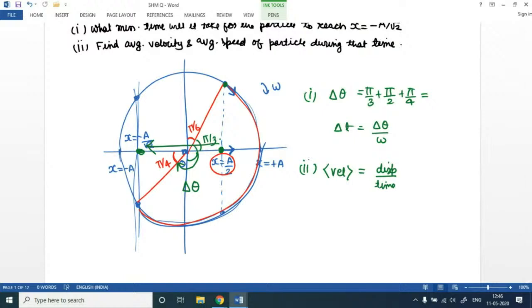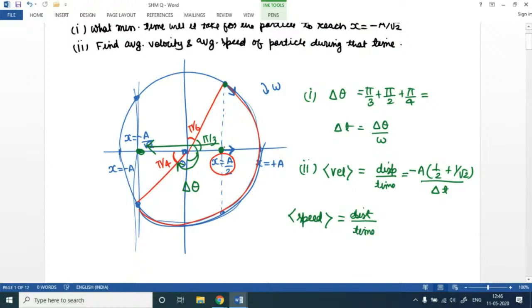So this here would be the displacement, and that would be nothing but negative. This gap is a by 2, this gap is a by root 2. So that would be minus a into (1 by 2 plus 1 by root 2), divided by delta t, which we have already found out. Now when we are trying to find out the average speed, you realize, we have to find out the total distance traveled upon total time over here.